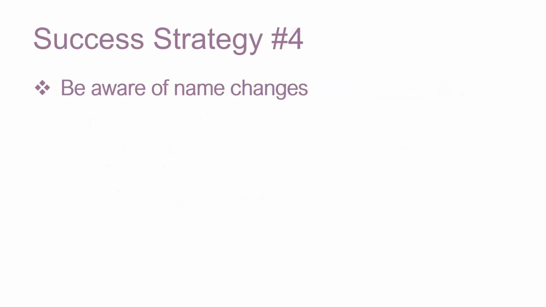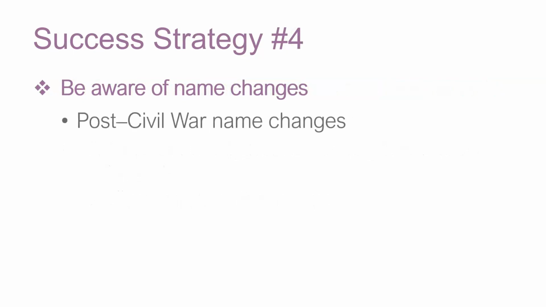Success strategy number 4 is to be aware of name changes. After the Civil War, many African Americans changed their names. Enslavers often shortened the names of those persons they had enslaved or called them only by nicknames. A man named James Robert Jones by his mother might have been called only Jem.